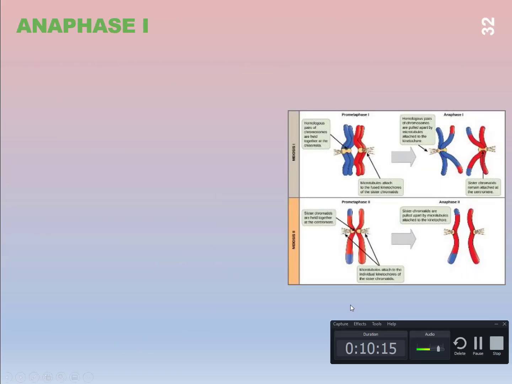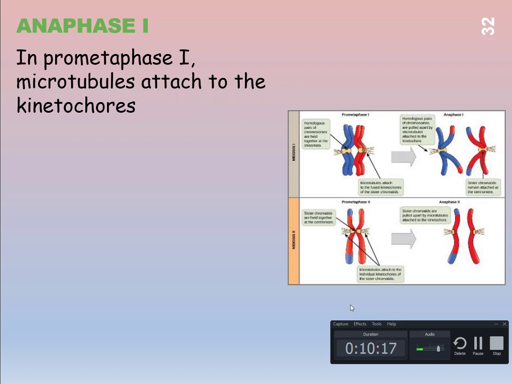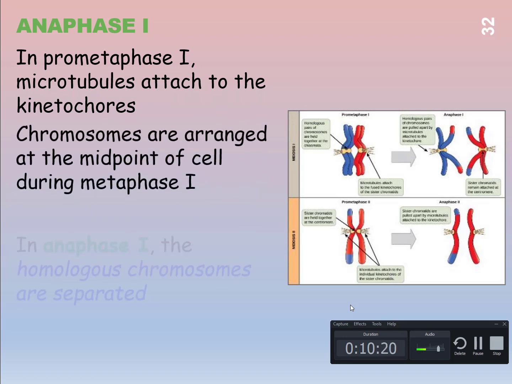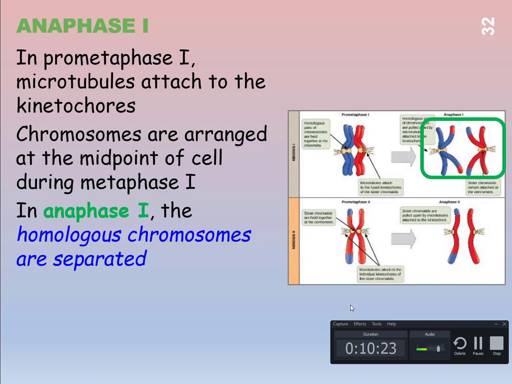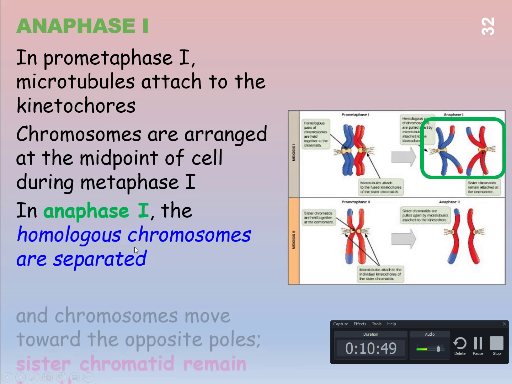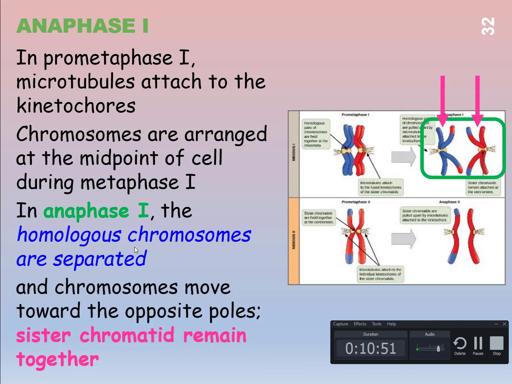So as we move on to anaphase 1, remember prometaphase 1, same things are going to happen, lining up at metaphase 1. And then anaphase 1, this is where we've really got to be paying attention again, because what happens here is we see the homologous chromosomes separated. The sister chromatids are still joined together. Now remember, in mitosis, in anaphase, the sister chromatids are the things that are separating. Here, sister chromatids stay together, but the homologous chromosomes separate. So now we go from 46 chromosomes to 23.